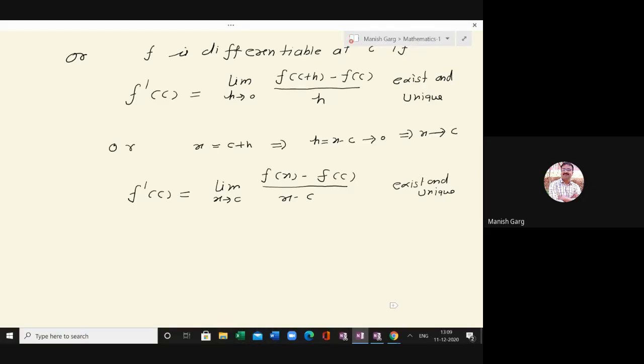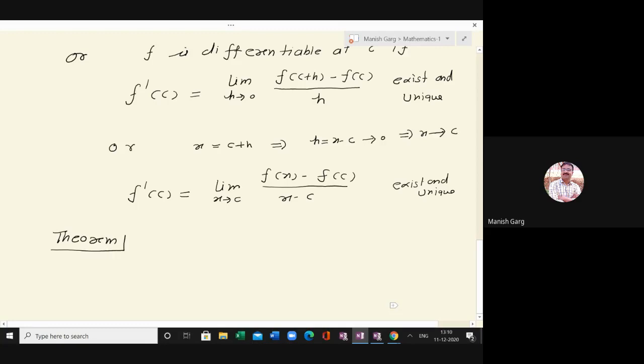So it means if f is differentiable, you need to check the right hand derivative and left hand derivative. If they are equal, then f is differentiable. Sometimes you can check in this way or the other. Now I am doing one theorem. You know this theorem.